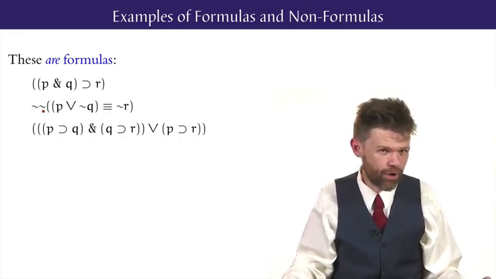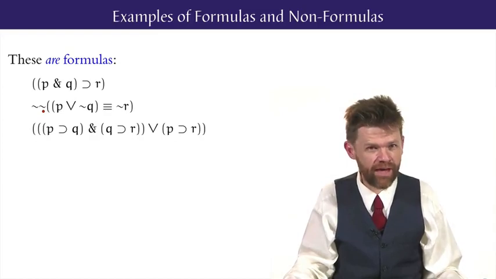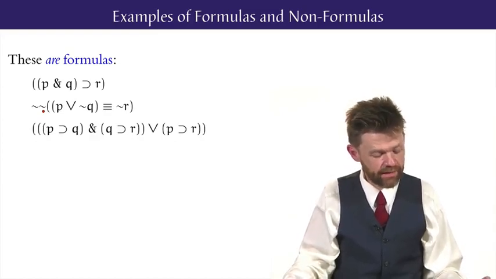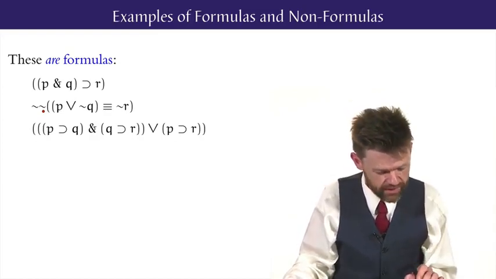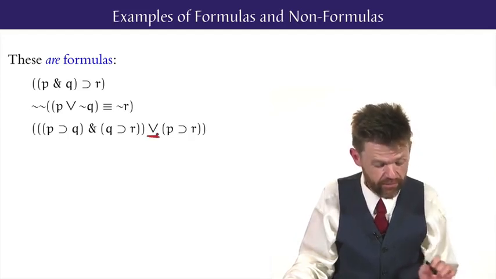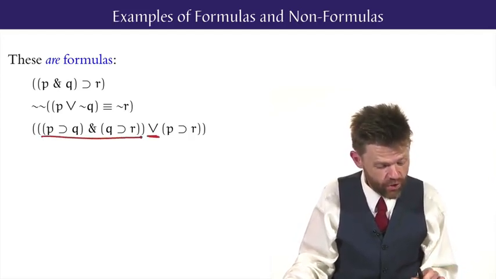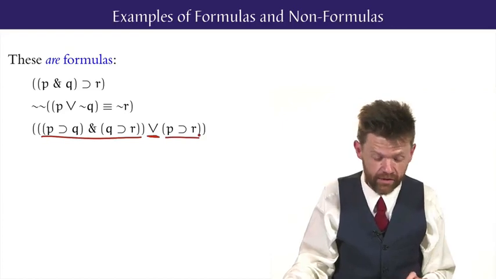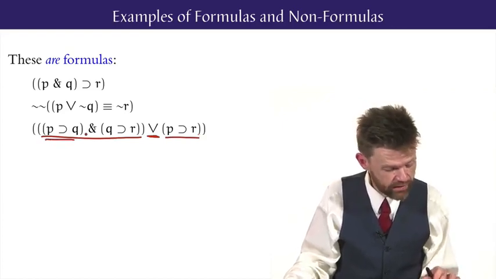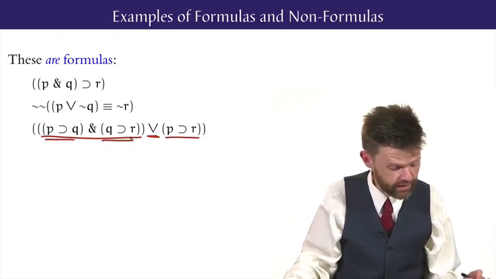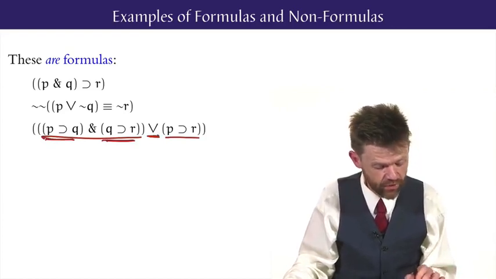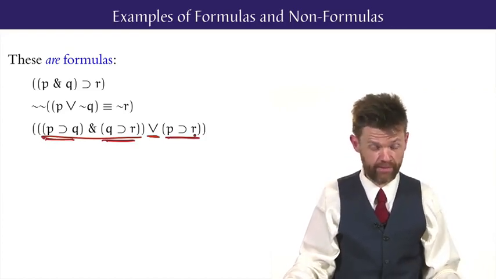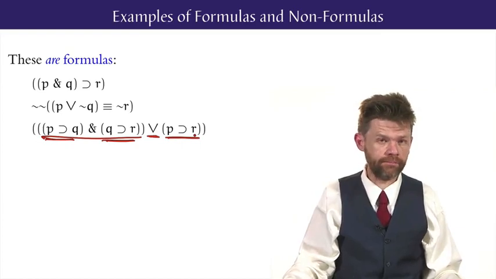Here's another complex formula. It gives you an idea of how big and long they can get. If you look at this formula, you'll notice that it's a disjunction of a conjunction on the left and a conditional on the right, and that conjunction is a conjunction between two conditionals, and all of the conditionals are conditionals between the atoms P, Q, and R.